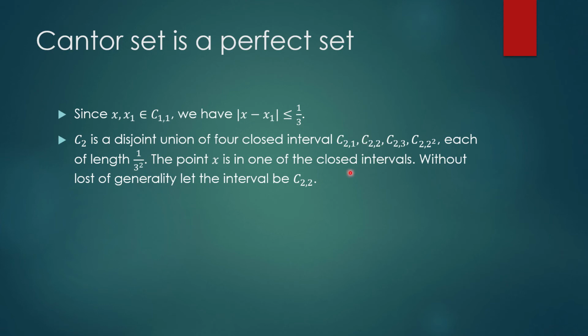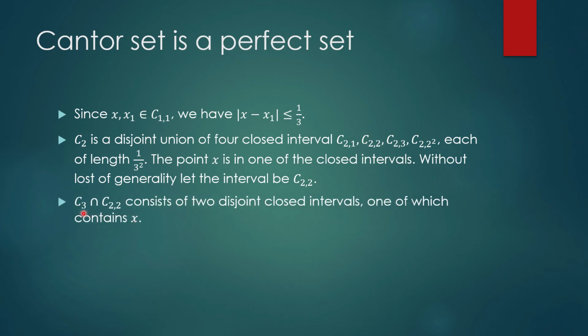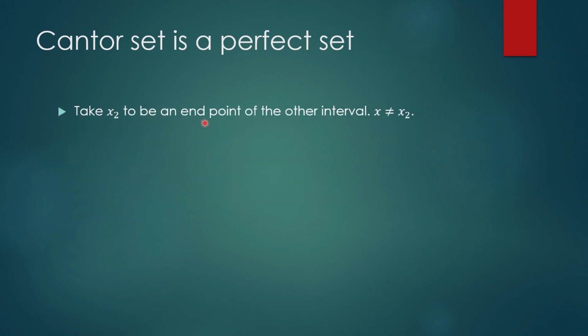Again, C3 intersection C22 is also a disjoint union of two closed intervals. Since X is a member here, X belongs to one of the disjoint closed intervals. So take X2 to be an endpoint of the other interval, so that X is not equal to X2. Since X and X2 are in C2 and the length of C2 is 1 by 3 square, the distance between X and X2 is less than or equal to 1 upon 3 square.